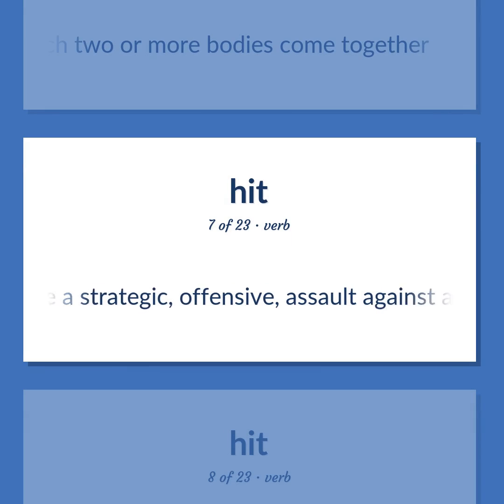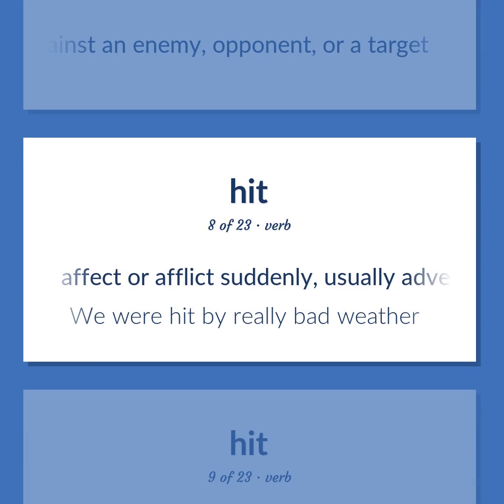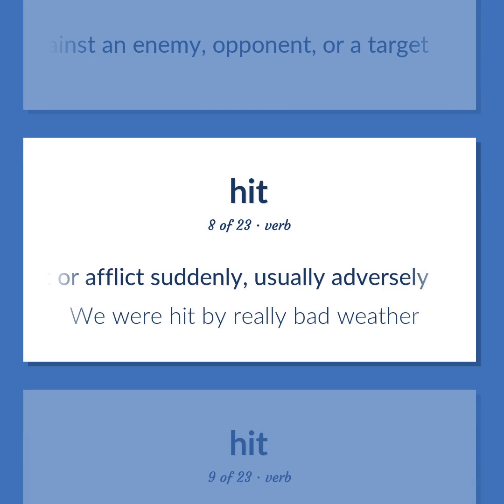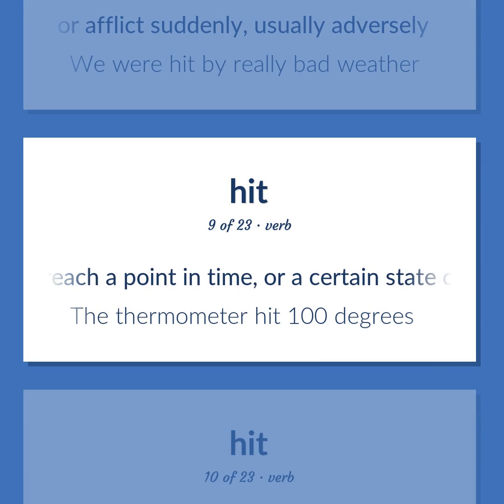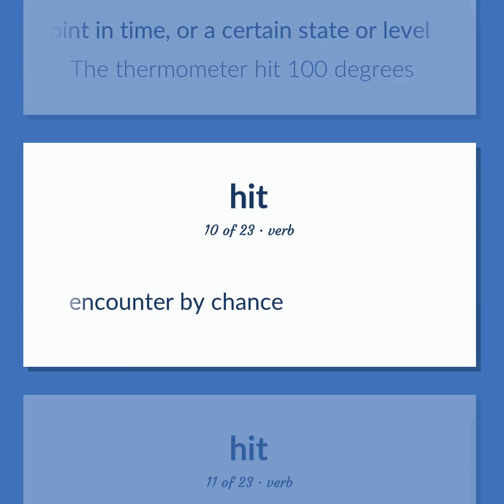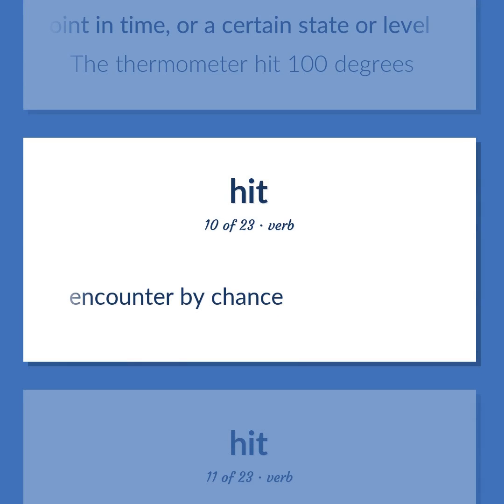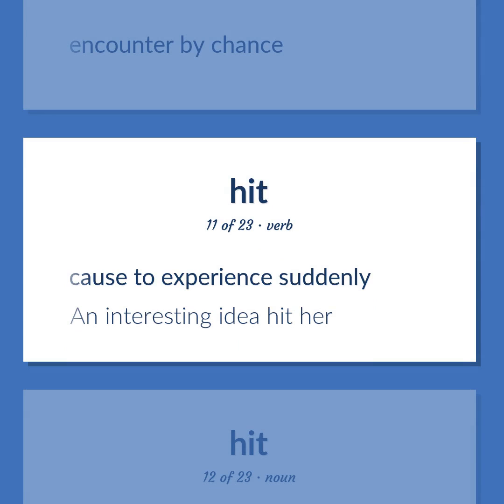Make a strategic, offensive assault against an enemy, opponent, or a target. Affect or afflict suddenly, usually adversely. We were hit by really bad weather. Reach a point in time, or a certain state or level. The thermometer hit 100 degrees. Encounter by chance. Cause to experience suddenly. An interesting idea hit her.